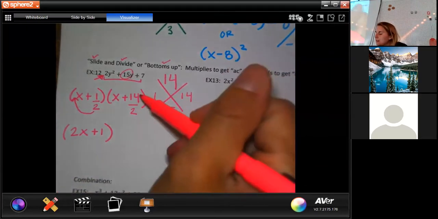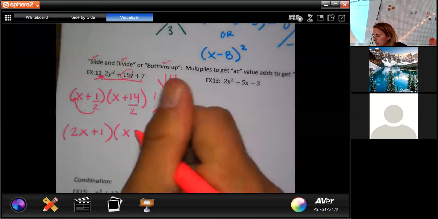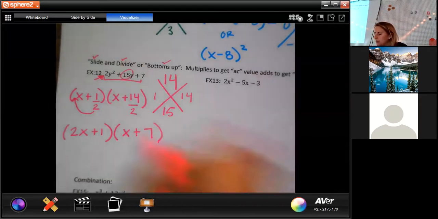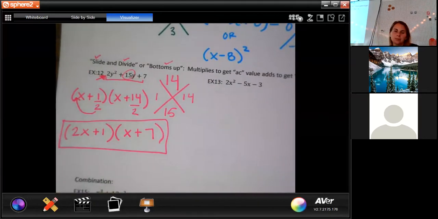For my other factor, 14 divided by 2 is 7. And so that one will turn into a 7. And then that would be your final answer. So slide, work it out the same way you do the other ones, and then divide, reduce, bottoms up. Kind of, so a couple extra steps, still not anything too difficult, but definitely a couple extra ones.